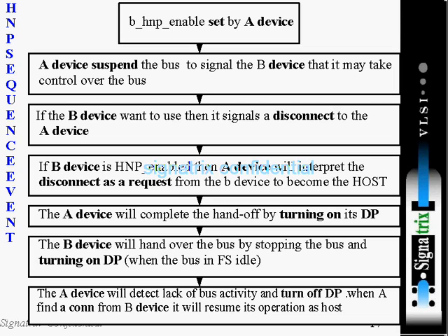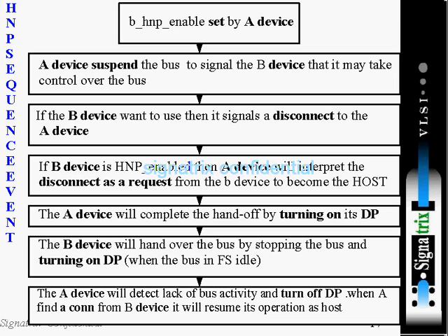So after that, the A device has to condition the B device. Condition here means it will set that B HNP enable. If the B device is telling the A device that it is HNP capable, then the A device has to set that particular bit, so that the host negotiation protocol will happen. So the first step is that this bit is set by the A device.